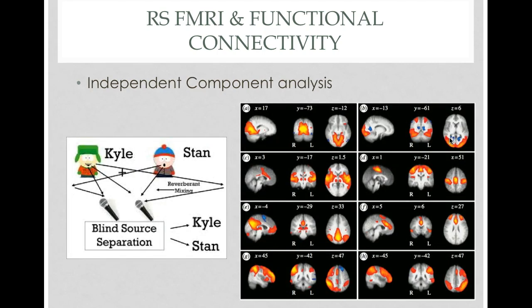One of the other common methods of doing functional network analysis with resting state fMRI is using independent component analysis. Independent component analysis is a signal processing tool that allows you to separate independent components, based on the name. It's typically described in terms of a party problem, where you have multiple voices or multiple conversations happening, and if you have enough microphones in the room, you can separate them, like the example here where both microphones are recording data from both Kyle and Stan, but using independent component analysis, you can separate the independent voices.